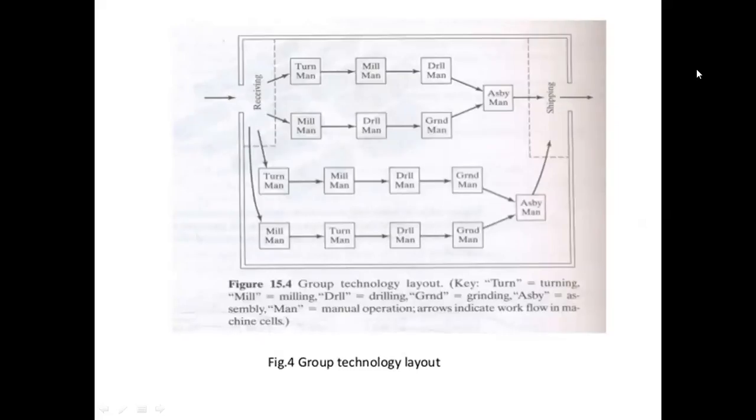Coming to the group technology layout. So what happens here in the group technology layout? You can see first we have the receiving. From the receiving, it goes to turning, milling, and the turning machine. Again turning, milling, and drilling, then you go for the assembly. Then you can go for milling, drilling, grinding, and again the assembly. The same thing here: turning, milling, drilling, grinding, assembly; milling, turning, drilling, grinding, assembly. After making your assembly, you can go straight to shipping.